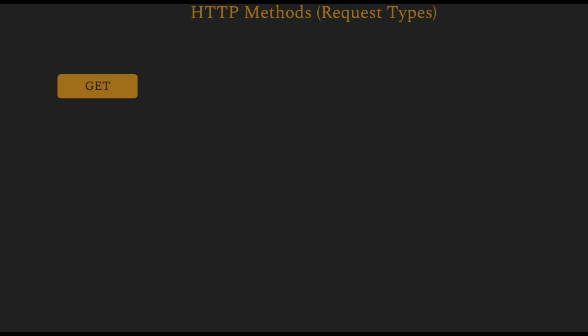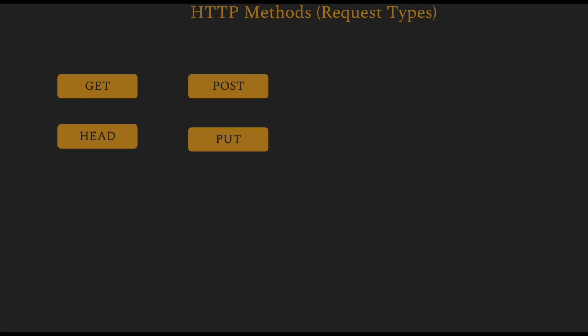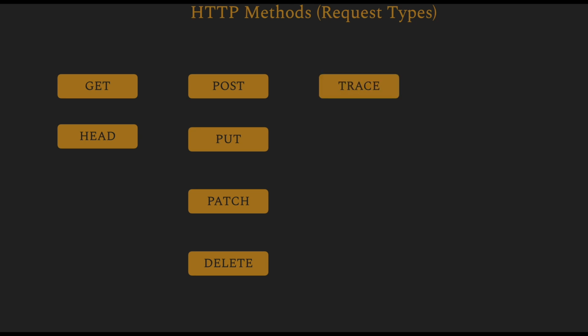HTTP has the following methods. GET is used to read data. HEAD is used to only get the headers for some data that can be read using GET. POST is usually used to create new data. PUT is to update. PATCH is to update a part of some data. And DELETE is to delete some data. TRACE and OPTIONS are used for diagnostics. And CONNECT is used to initiate tunnel connections.